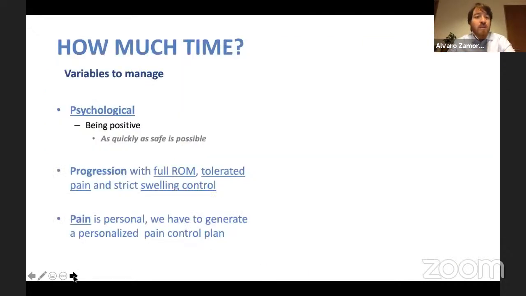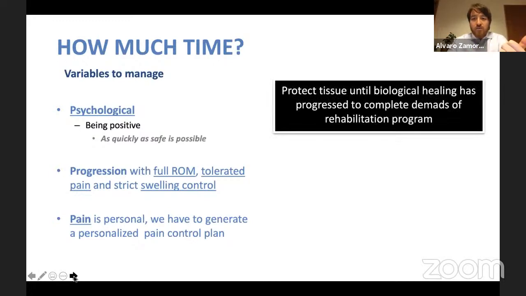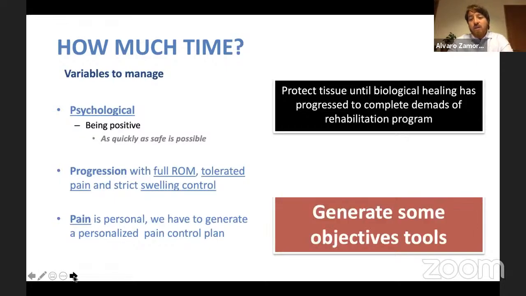How do we earn time? As surgeons or physiotherapists, we have two variables to manage. The variable most important for me is the psychological one: always being positive, and always telling the athletes or patients that the return to sport is going to be as quick, and as safe, as possible. So it's important to make this clear. We will progress with full range of motion, tolerated pain and strict swelling control. And as we know, pain control is really important because pain can delay recovery. So we have to protect the tissue until biological healing, and meet the demands of the rehabilitation progress, and always generate some objective tools to progress.